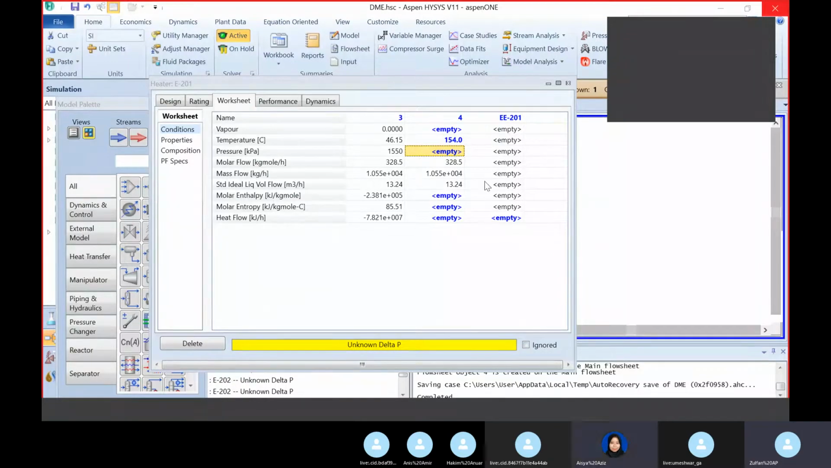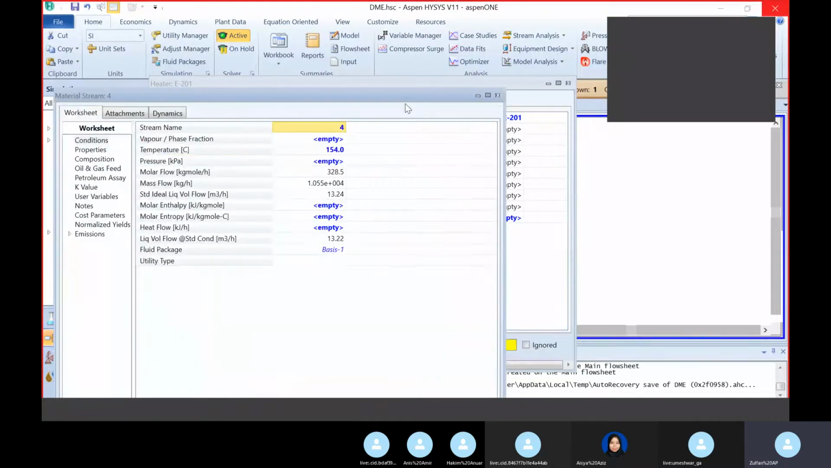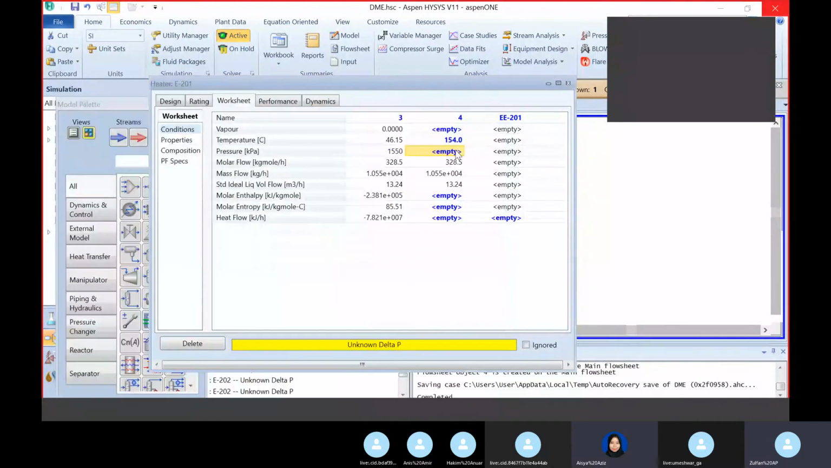In most cases, we know what the allowable pressure drop is for a heat exchanger, for example. So we typically specify the pressure drop, and then based on the pressure drop and temperature, the vapor fraction will be calculated accordingly. That's basically what we do. In this case, this is stream number 4, you can specify the pressure drop as 0.1 bar.